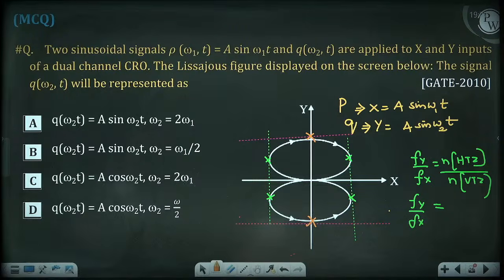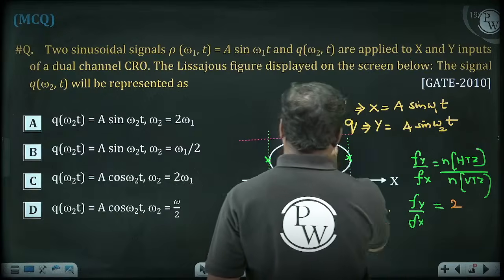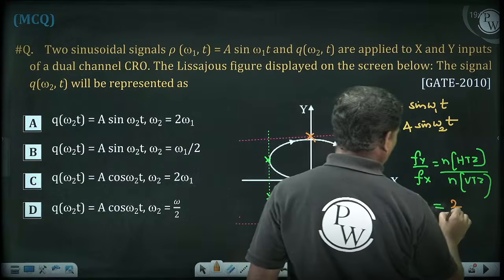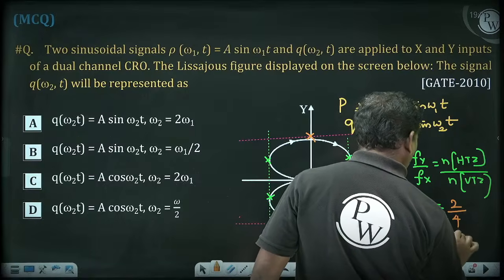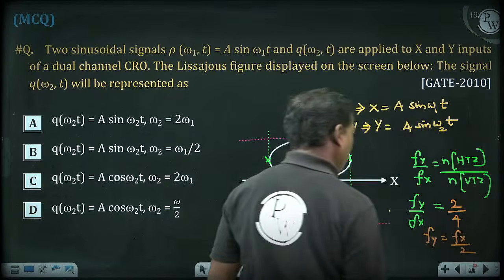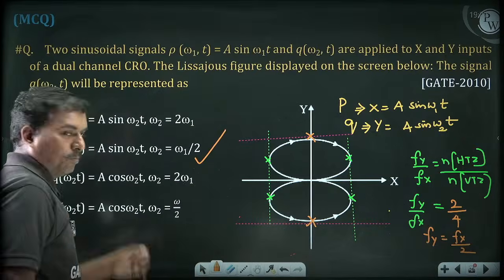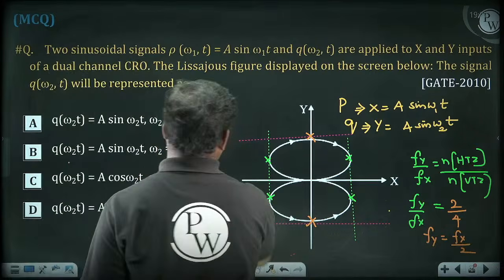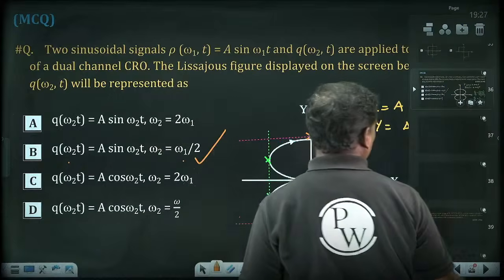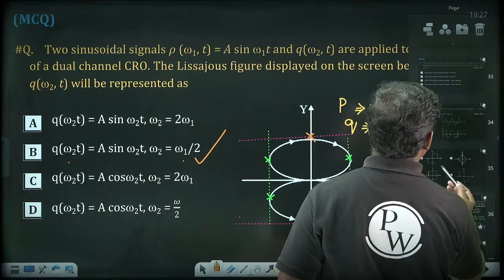So 2 by 4. Horizontal tangents is 1, 2, and vertical is 4. So Fy is equal to Fx by 2. That means omega 2 is equal to omega 1 by 2. So option B is the right answer. Okay, so let us go for the next question. Very good question. These are quality questions.